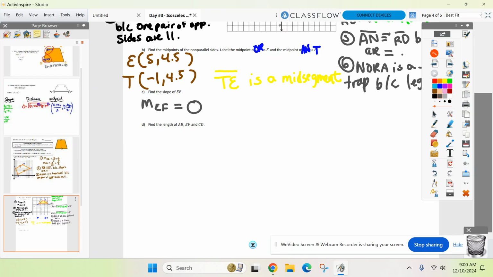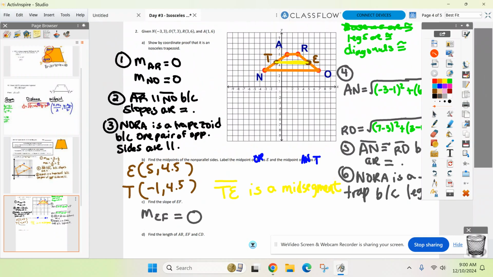Yep. Wait, didn't something else come out to be 0? Didn't these two end up being parallel? I mean, end up being a slope of 0? So what do I know about all three then if they came out to be 0? All three are parallel. And what do I call NO and AR again? They were a special vocab term I gave you yesterday. The parallel sides of the trapezoid.